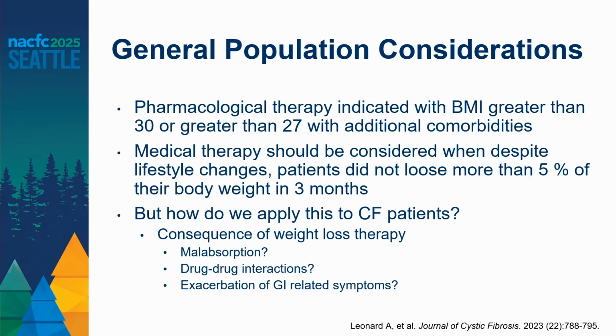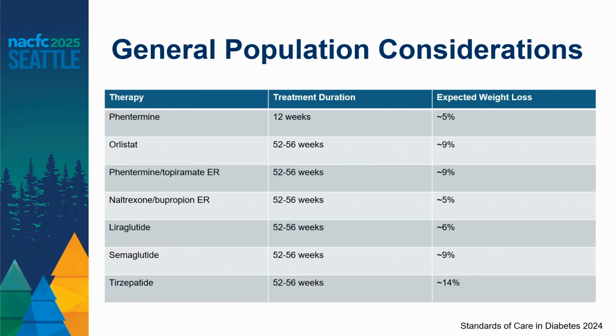General population considerations. Overall, we've got weight loss strategies that have been around for a long time in the general population, right? So usually with a BMI greater than 30, or greater than 27 in some patient populations, we start thinking about what we should do to try to reduce our overall weight. Historically, the FDA has approved these medications, phentermine, orlistat. There's been a combination of things, but these were not studied in the cystic fibrosis population. So these helped moderately, right? Like 5%, 9%, maybe you can get up to 10 to 14%.